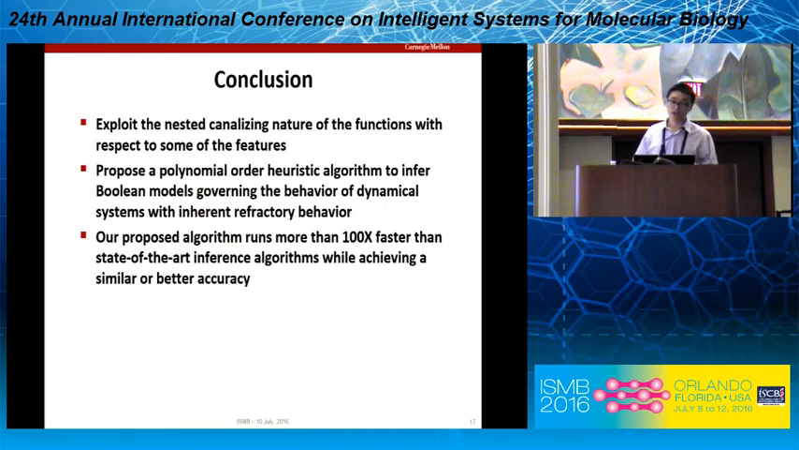So we come to the conclusion. We explore the next canalizing features with respect to some of the features in our inference algorithm. We also propose a polynomial time heuristic to infer the Boolean model. The results show that our proposed algorithm runs more than 100 times faster than state-of-the-art algorithms while achieving similar or better accuracy. Thanks for your time.